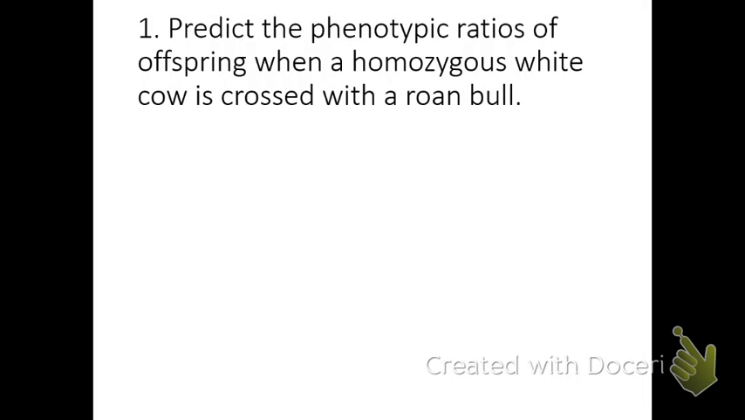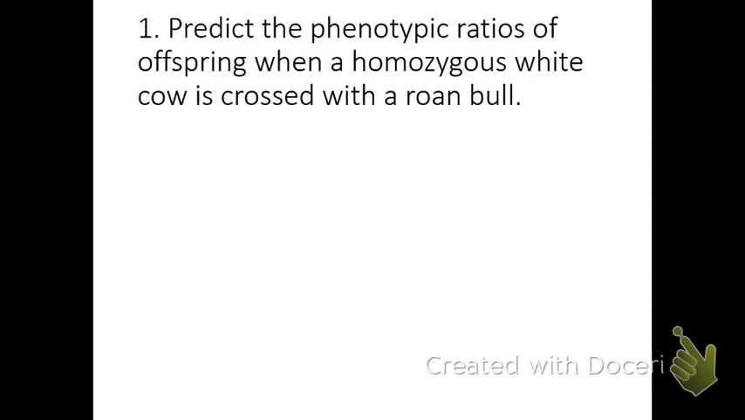So I'm just going to do a few problems to do with inheritance. I believe these are all blended inheritance problems that we'll see as we go. So first question, predict the phenotypic ratios of offspring when a homozygous white cow is crossed with a roan bull.